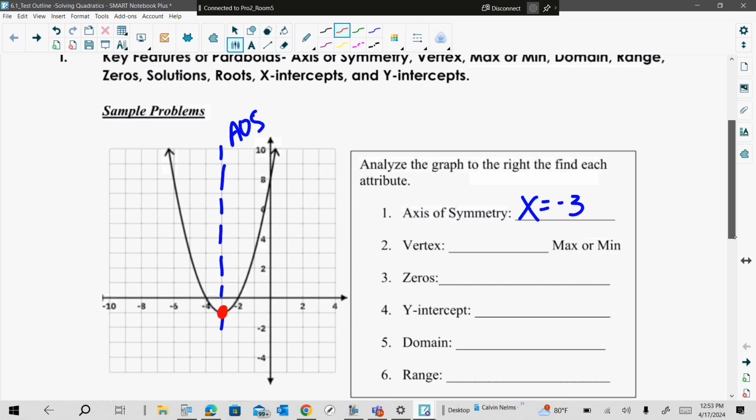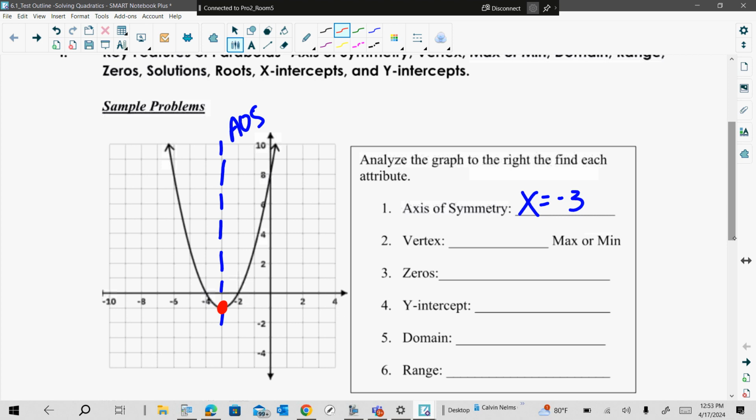We analyzed the graph. So your axis of symmetry is an equation. It's the vertical line that cuts the parabola in half. That should be x equals -3. Your vertex is your turning point. It's -3, -1. It's the ordered pair. It is a minimum. Your zeros are where the parabola touches the x-axis: -4, -2.